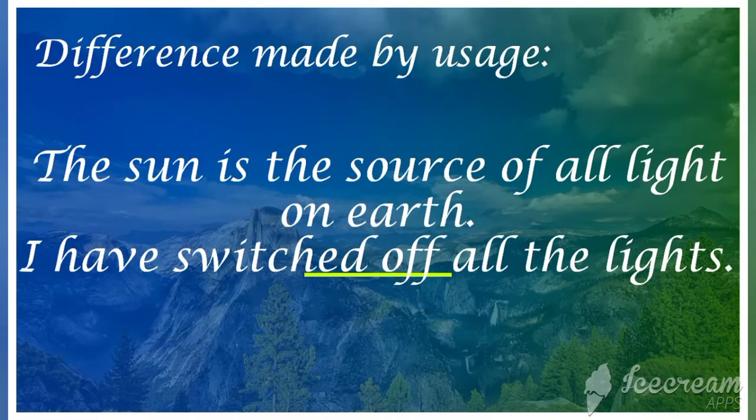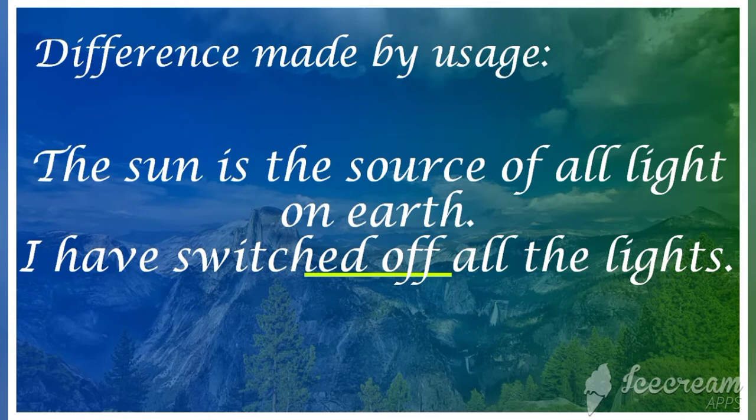Okay, then difference made by usage. There are certain things where difference is made by usage. Actually the general form will be something different, but by continuous usage some form will become permanent. So here are examples. The sun is the source of all light on earth. In this sentence the word light is uncountable, right? Can we count light? No, it is uncountable. It's generally representing all light.